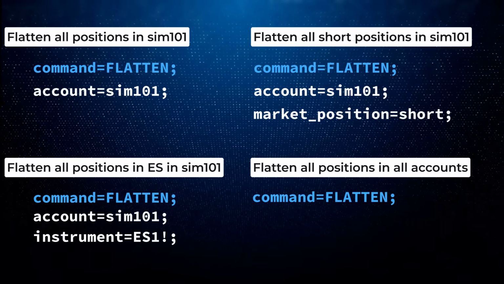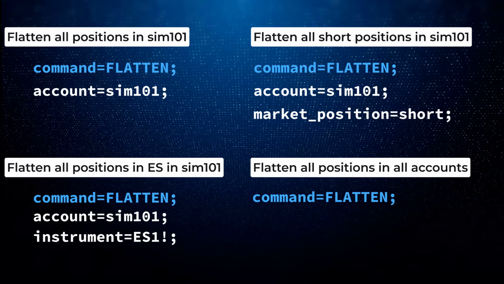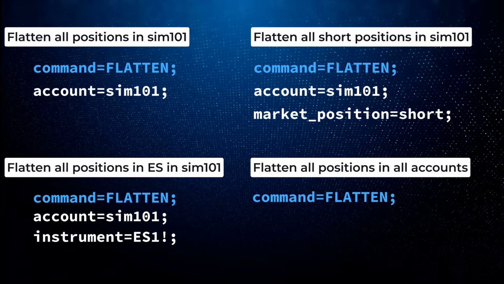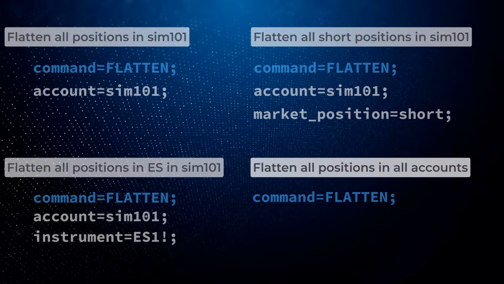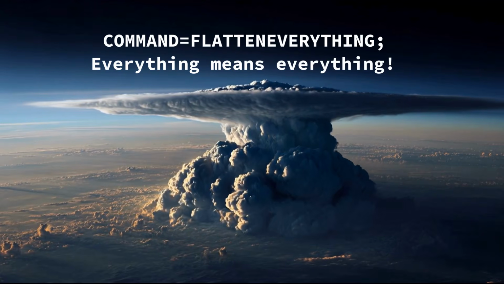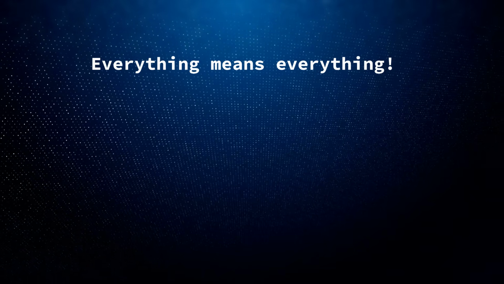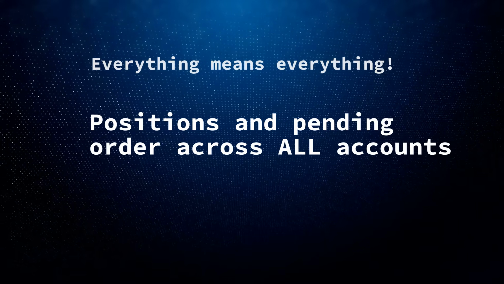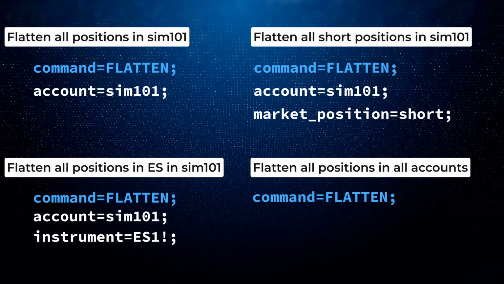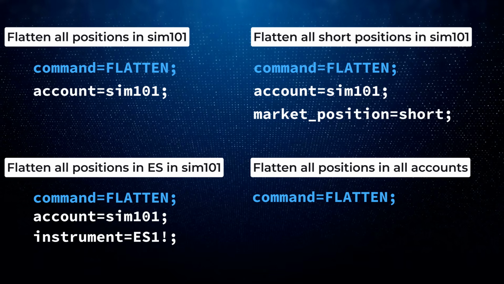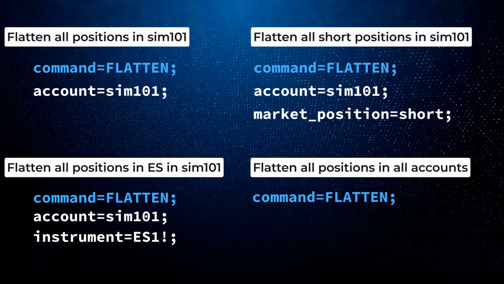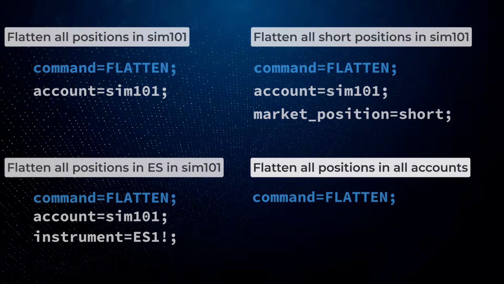Now let's talk about flattening positions. Again, we built on top of Ninja's default flatten everything option and introduced a simpler flatten command. The key difference here is that when you flatten everything, it is the nuclear option. Everything means everything, positions and orders across all accounts, whereas flatten provides more granular controls over what you flatten. With flatten, you have a much more powerful option to flatten specific positions for specific instruments in specific accounts.